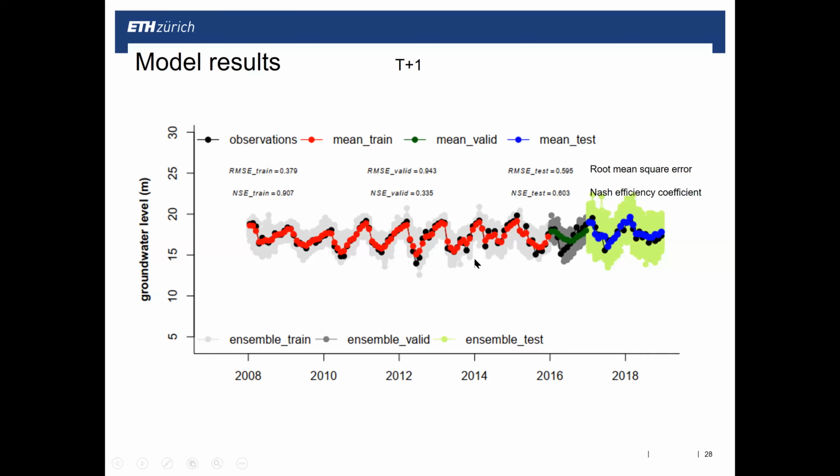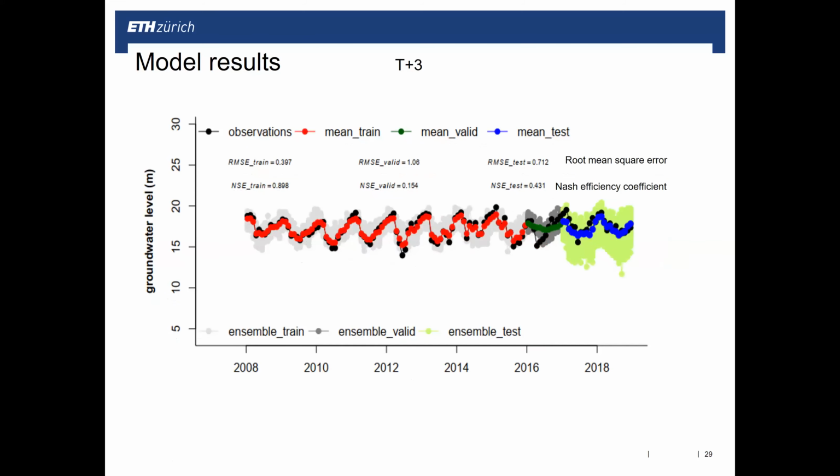So that means here we have a bit larger uncertainty for this test data compared to the training or the validation data set. And we can also observe the same trend for the groundwater forecast time series 3 months in advance. You can see that the model error and the Nash efficiency coefficient are also increased, the validation period is not good, and the uncertainty in the test period is also larger than before, and this is due to the larger error observed in the validation dataset.